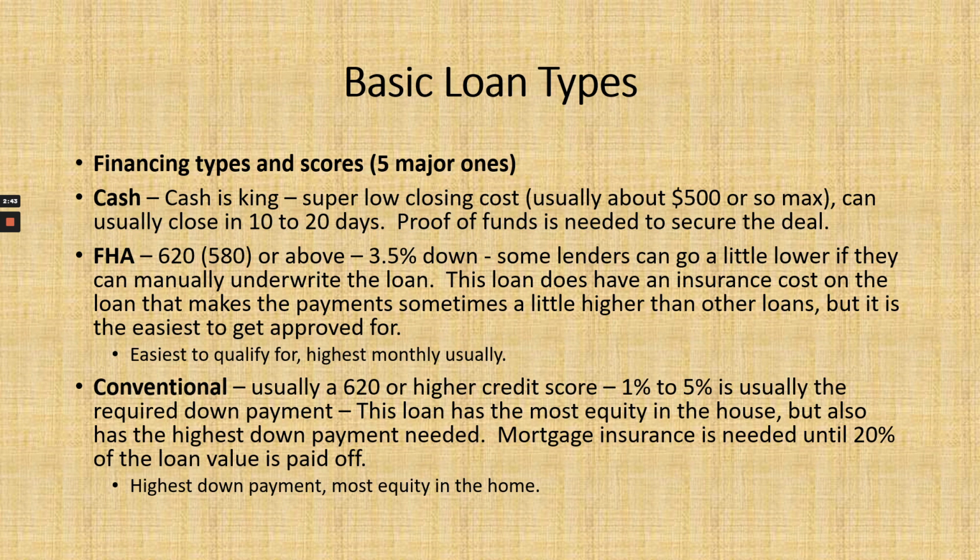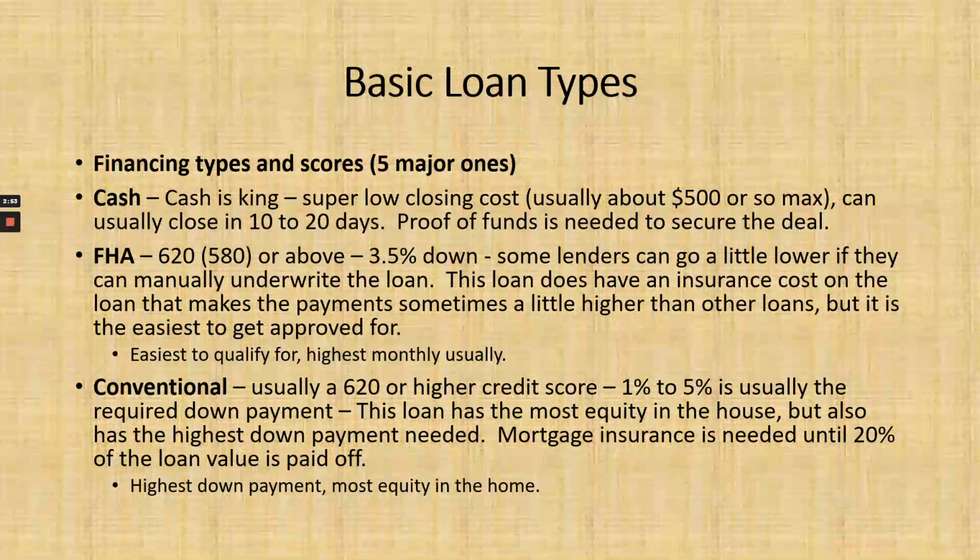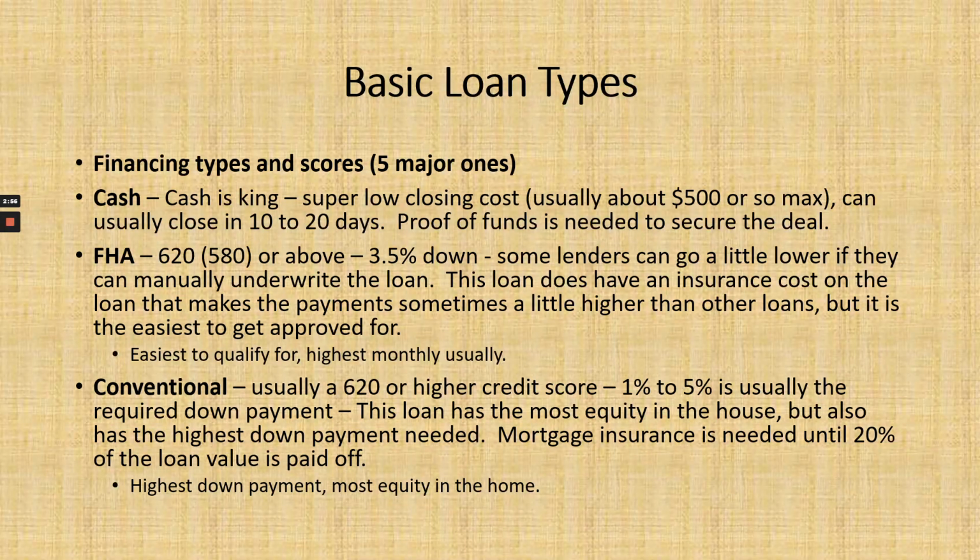Conventional, 620 or higher for almost everybody. I put 1 to 5% down. It's usually 5% down, but some banks, or some lending places, will put in a 1%, 4% grant on top of that. So they say, no problem, come in, we'll cover the rest with the grant. And that's why it's only 1% down for those places. This loan has the most equity in the home, but it also has the highest down payment needed.